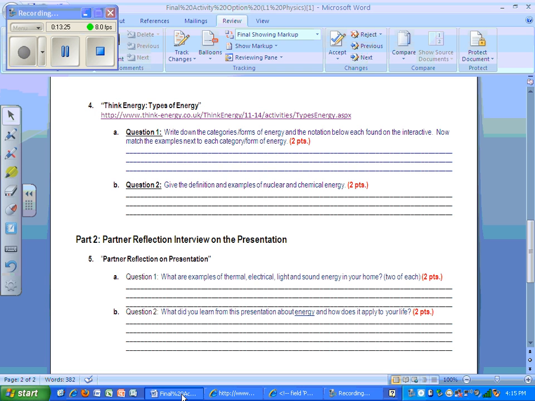So going back to the question, it says question 1, write down the categories or forms of energy and the notation below, each found on the interactive. Now match the examples next to the category form. You can reverse the video in order to do so. You can pause it at this time.